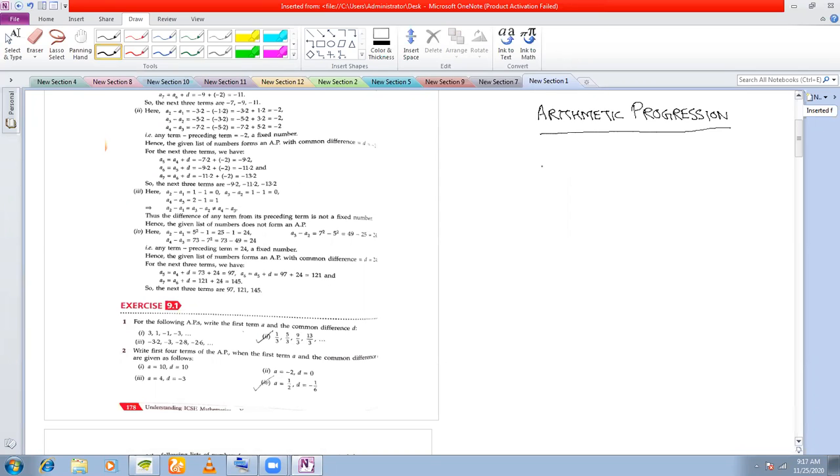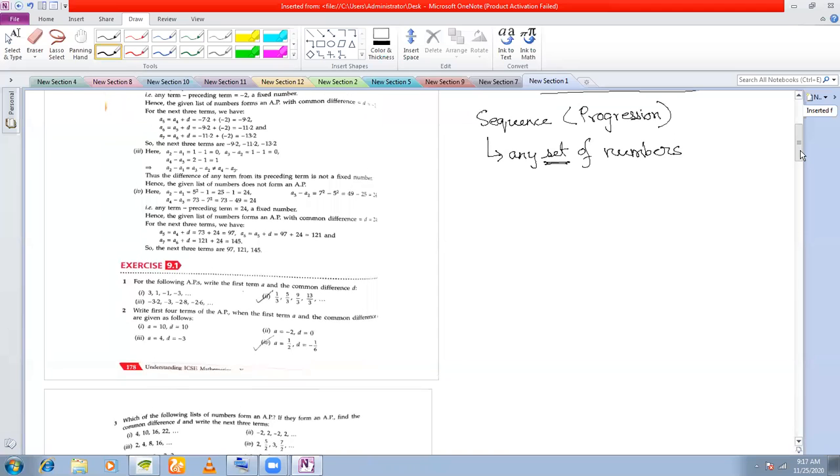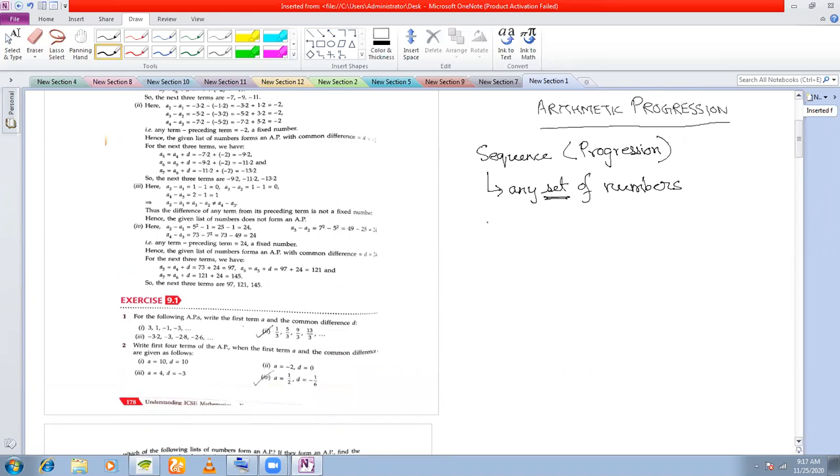Arithmetic progression. Now, what is a progression? Actually, progression is a sequence. Any sequence is called a progression. Sequence and progression are quite synonymous. They differ only very slightly. Now, what is a sequence? Any set of numbers is called a sequence. So the keyword here is set. A sequence is nothing but a set. Okay. Now, what about this arithmetic progression? Arithmetic progression is also called arithmetic sequence.